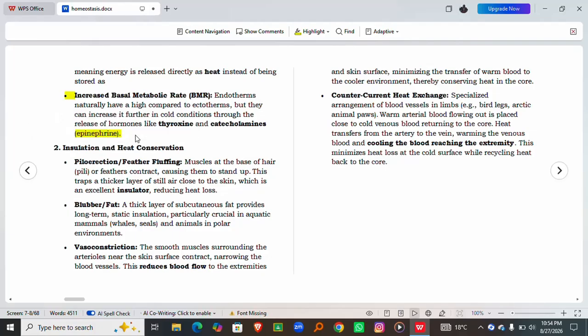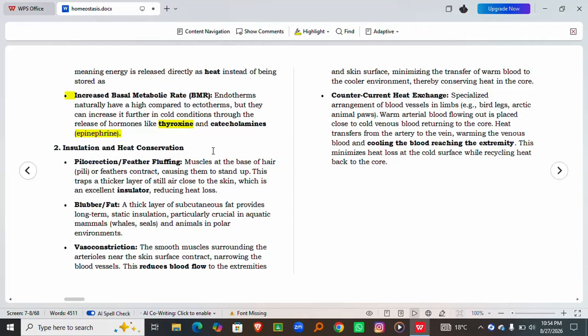The heat can be released because there is increased breakdown of glucose due to the release of thyroxine and adrenaline. That is during aerobic respiration, because these hormones try to increase the rate of breakdown of glucose. This will result in increased heat, and that heat will help the temperature to be restored back to the normal set point.